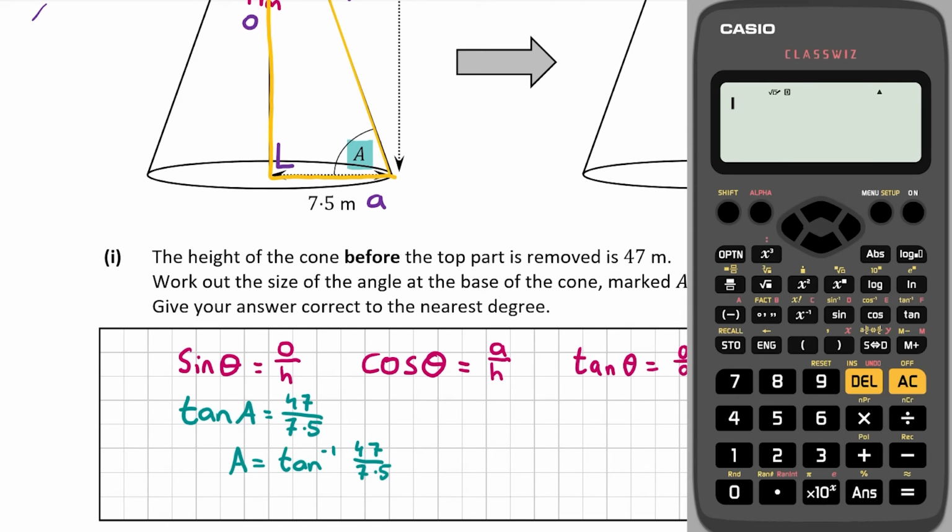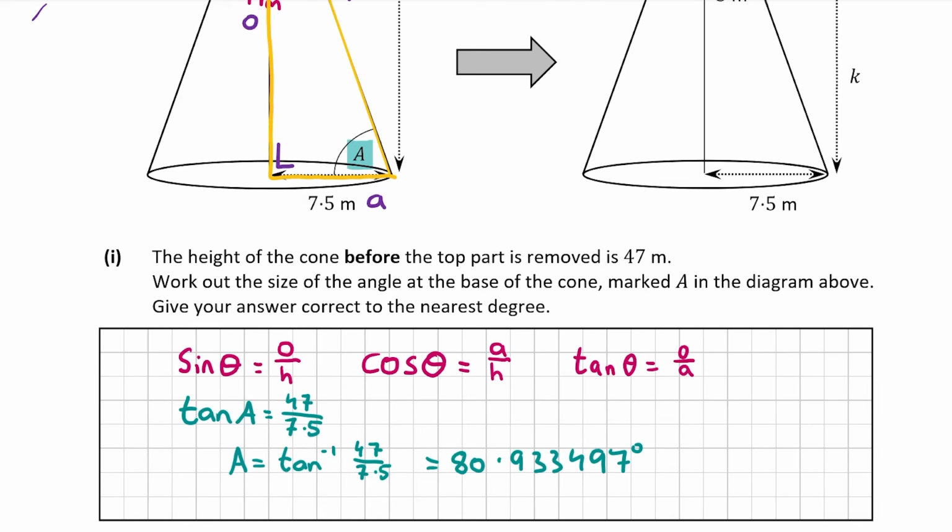So now I can find tan inverse of 47 over 7.5 by clicking Shift, and then whatever the trigonometric ratio is that I'm trying to find the inverse of. So in this case it's tan, so it's going to be Shift and then tan to get tan inverse. Then I'm going to do 47 over 7.5, and that gives me 80.933499726, and correct to the nearest degree, that's going to be 81 degrees. So the angle A there is equal to 81 degrees. So that's my answer for B part 1 of the question, and that was worth 5 marks.